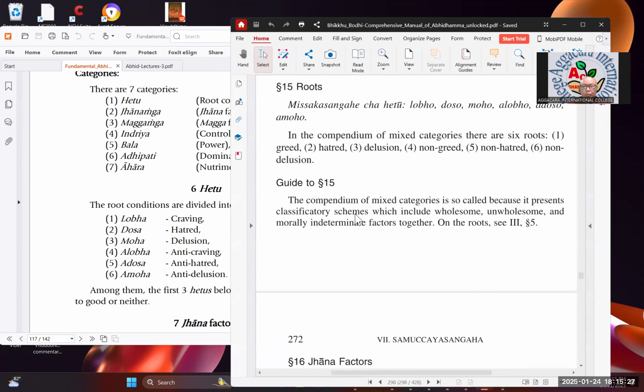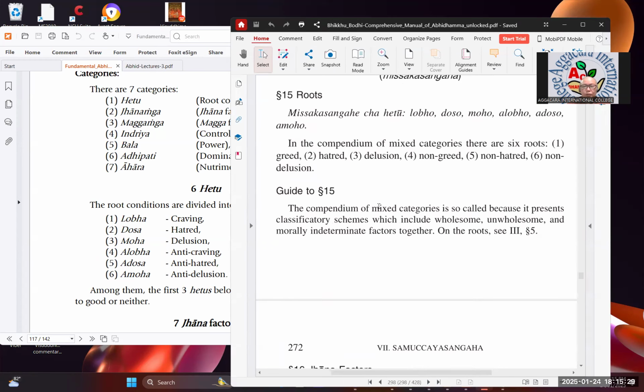All right. The Compendium of mixed categories, which means Misaka, is so called because it presents classificatory schemes which include wholesome, unwholesome, and morally indeterminate factors together on the root. So there are 6 of them. Misaka Sangaha, locative case. Chha Hetu: lobha, dosa, moha, alobha, adosa, amoha.